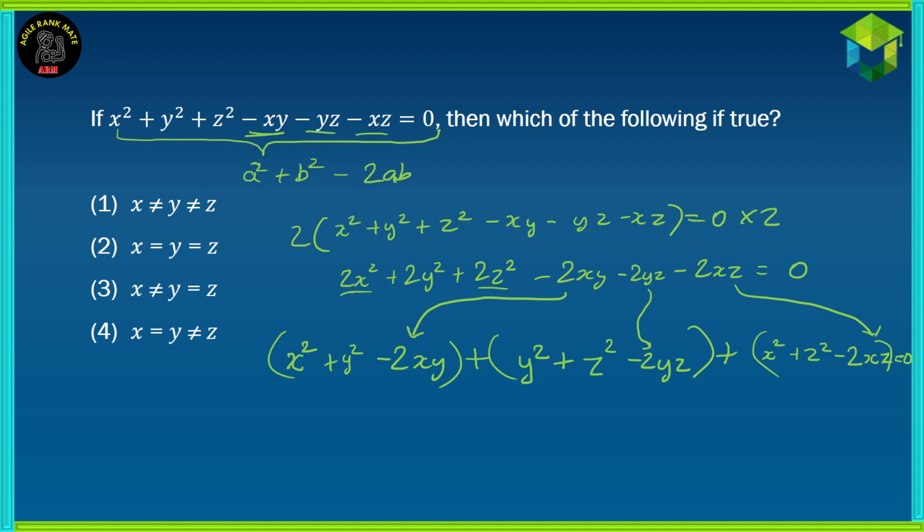Now what is a squared plus b squared minus 2ab? This is equal to a minus b the whole squared. So if we use it in all of these, over here we have x and y, so we get x minus y the whole squared, plus over here y and z, so we get y minus z the whole squared, plus in the third equation we have x and z as the two variables, and we have x minus z the whole squared is equal to 0.